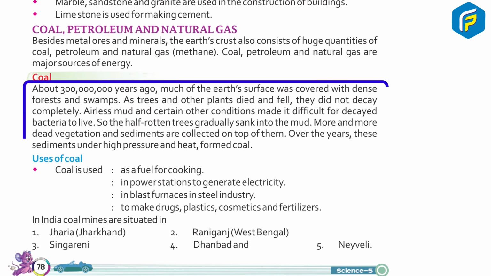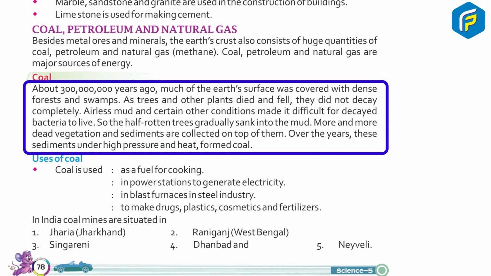Coal. About 300 crore years ago, much of the Earth's surface was covered with dense forests and swamps. As trees and other plants died, they did not decay completely. Airless mud and certain other conditions made it difficult for decay bacteria to live. So the half-rotten trees gradually sank into the mud. More and more dead vegetation and sediments collected on top. Over the years, these sediments under high pressure and heat formed coal.